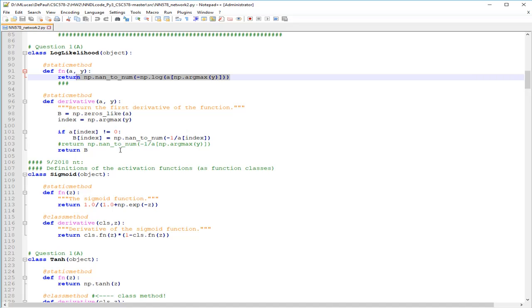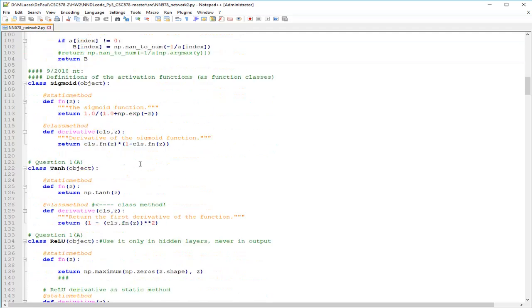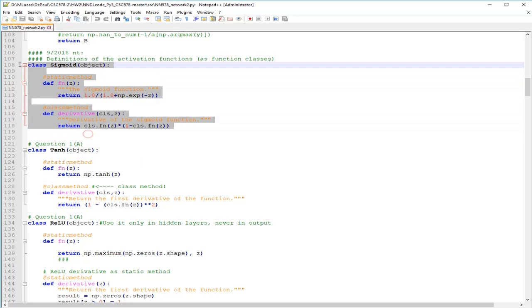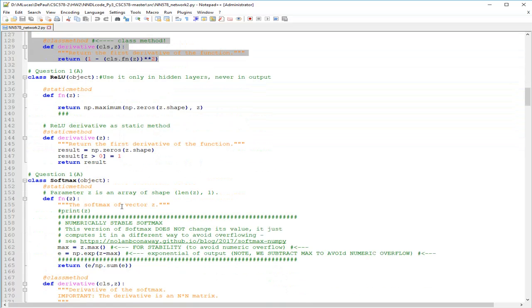We were also asked to implement activation functions for tangent hyperbolic, ReLU, and softmax. Sigmoid was already provided. Here's the provided one, and this is the implementation for tanh, ReLU, and softmax.